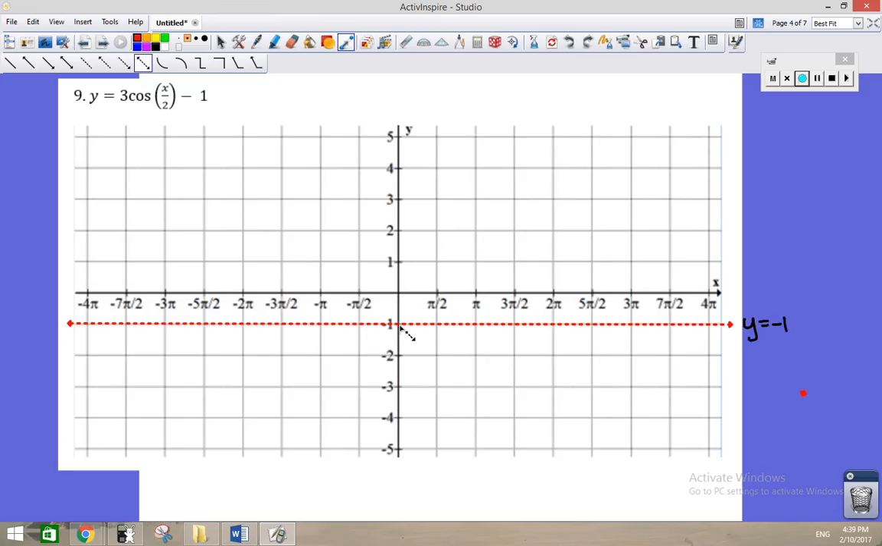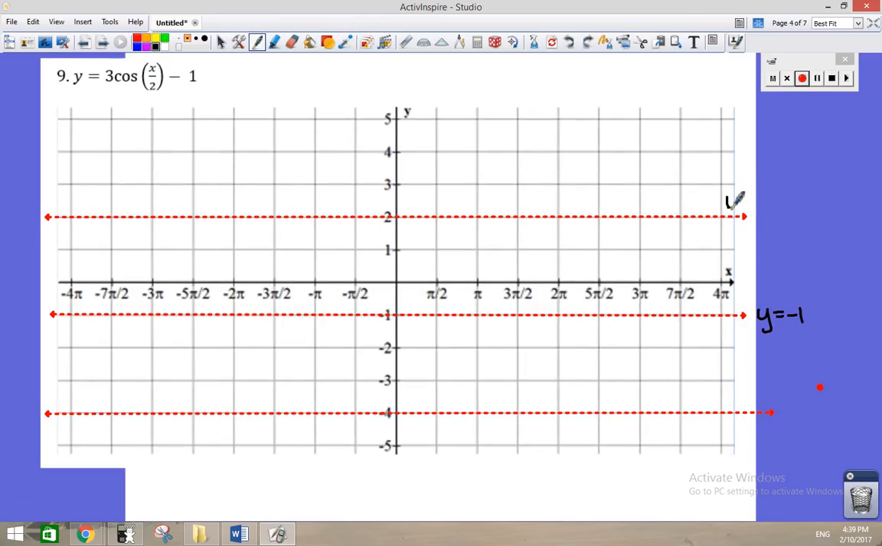If I add 3 to -1, I'll be up here at y equals 2. And if I subtract 3, I'll be down here at -4. Every point on this horizontal line has a y coordinate that is 2, and every point on this horizontal line has a y coordinate that's -4. And if I add 2 plus -4, that's -2. Divided by 2, that's -1, so hey, I'm at the center there. So I've got symmetry going on, everything looks good.